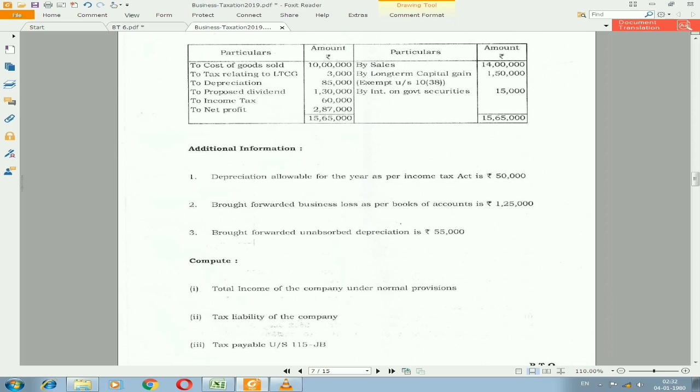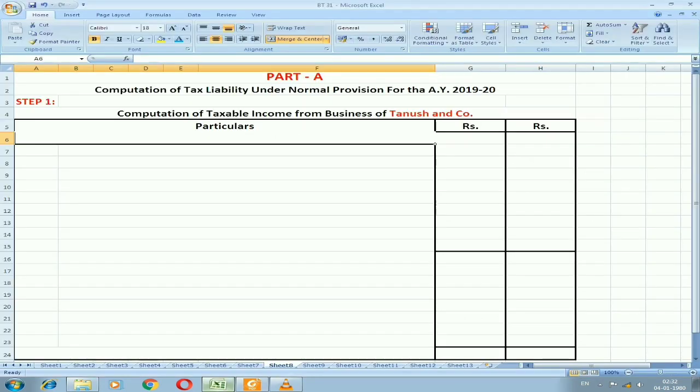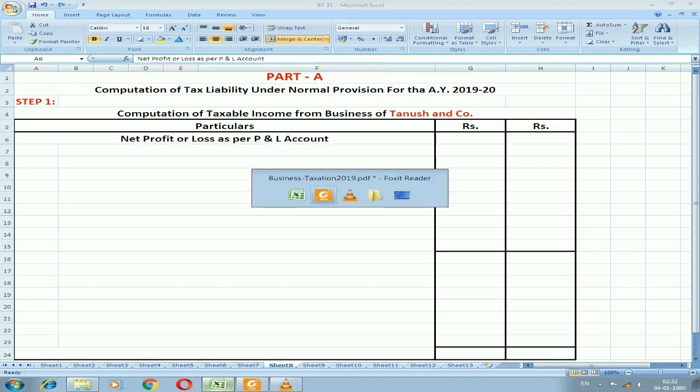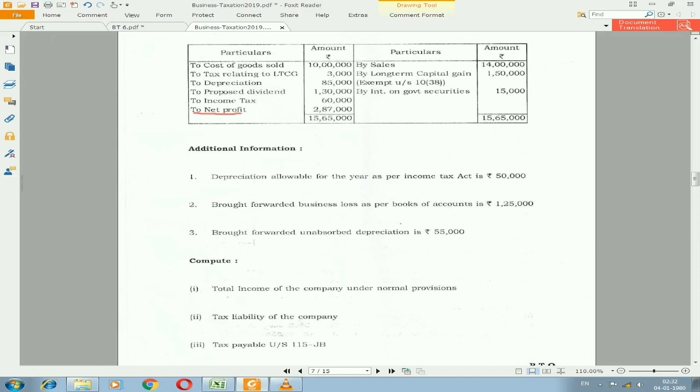In the additional information, depreciation allowable for the year as per Income Tax Act is rupees 50,000. Brought forward business loss as per books of accounts is rupees 1,25,000. Brought forward unabsorbed depreciation is rupees 55,000. We are supposed to calculate the tax under normal provision, tax under MAT, and also the ultimate tax paid by the company. First, let us calculate the tax liability under normal provision with the 3 steps. The first step is taxable income from business of Tanush and company. Start with the net profit. As per the profit and loss account, we have a net profit of 2,87,000. Let us take that in the outer column.